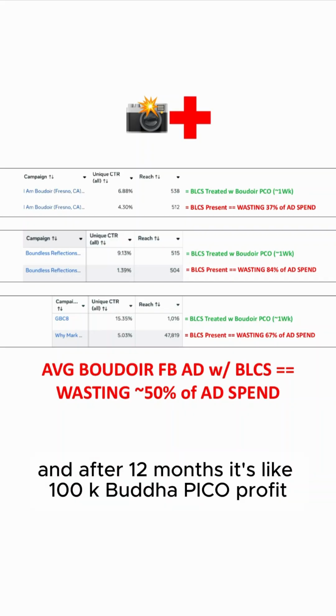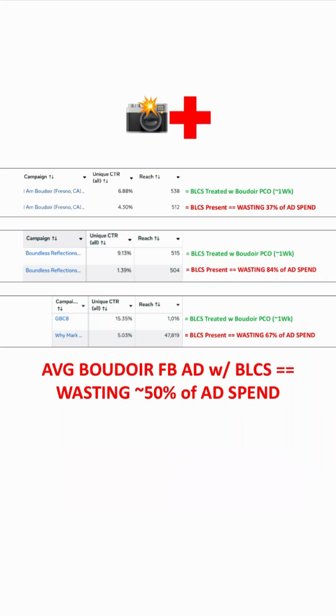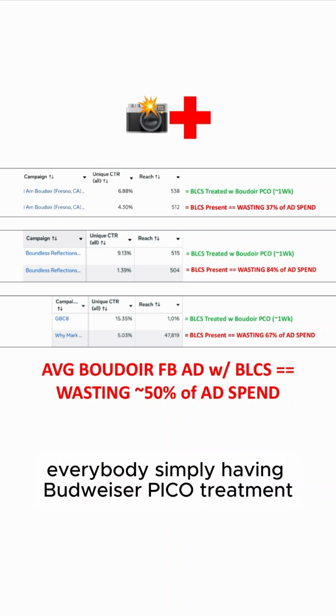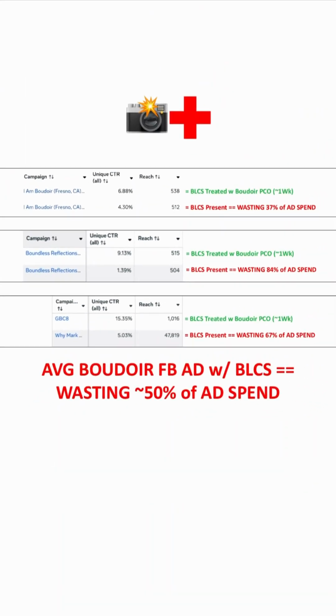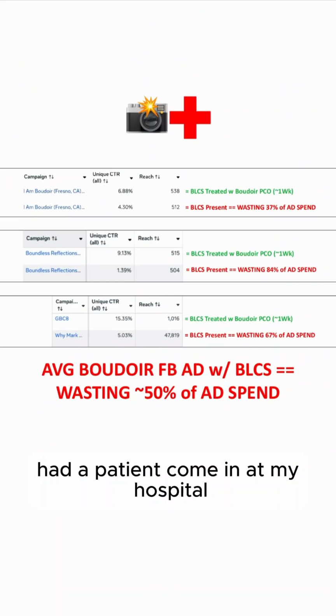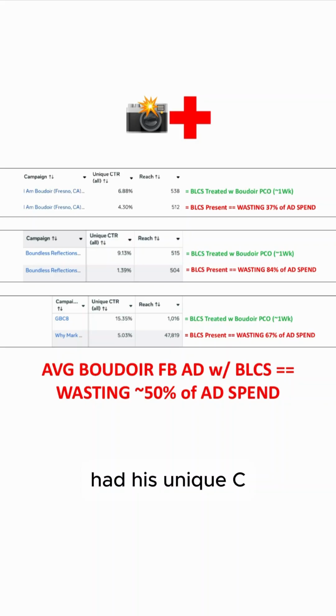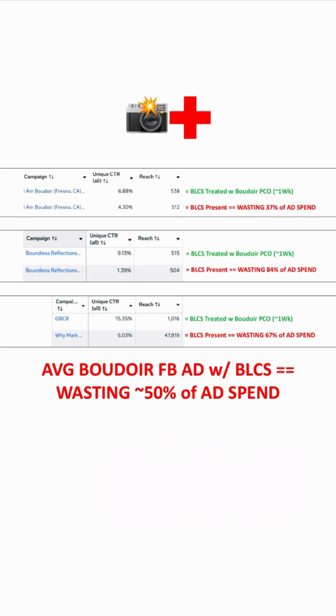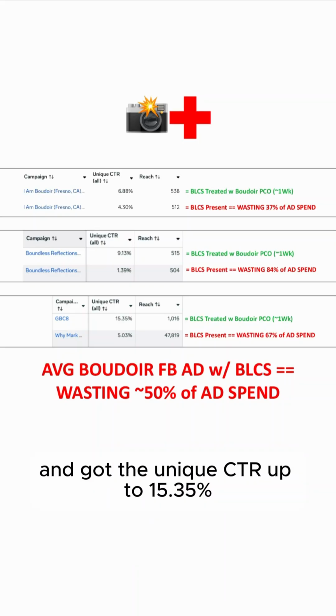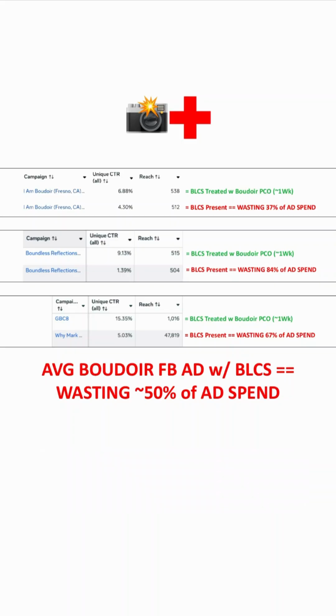And after 12 months, it's like 100K Boudoir Pico profit, literally by simply having Boudoir Pico treatment once. Finally, we had a patient come in at my hospital, saw his unique CTRL of his Boudoir Facebook ad as 5.03%. So we treated it with Boudoir Pico. It took about a week. Got the unique CTRL up to 15.35%. And we saw that the original was wasting 67% of ad spend.